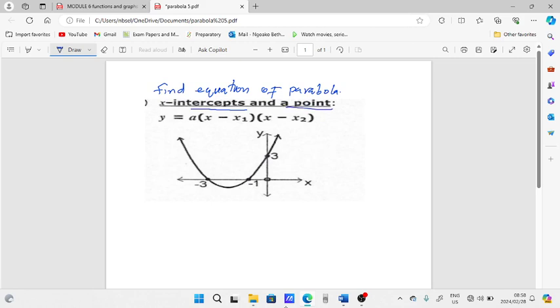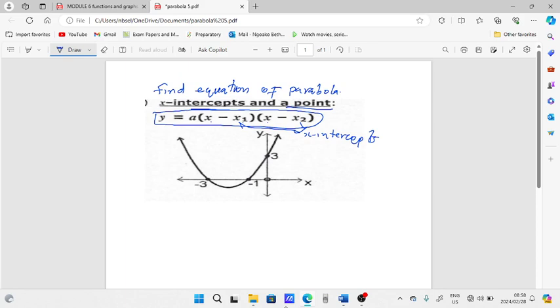So now we are going to use this equation: y equals a into x minus x1, x minus x2. Now this x1 is the first x-intercept and this x2 is the second x-intercept, and this x is just any other x that is on the graph, but x1 and x2 are strictly x-intercepts.